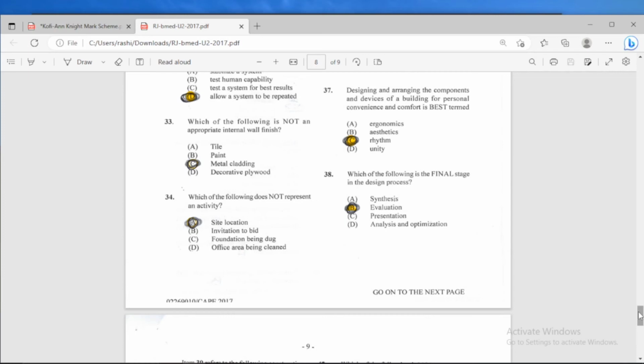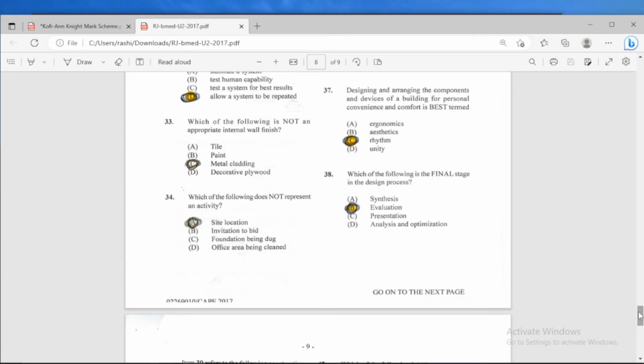Number 33. Which of the following is not an appropriate internal wall finish? Is it tile, paint, metal cladding, decorative plywood? Here the answer would be metal cladding. You can have tiles inside of your building for a feature wall or in your bathrooms or just generally. Paint is the most common internal wall finishing material. Decorative plywood could also be used, especially for cabins and so on. But for metal cladding, no. That is an external material.